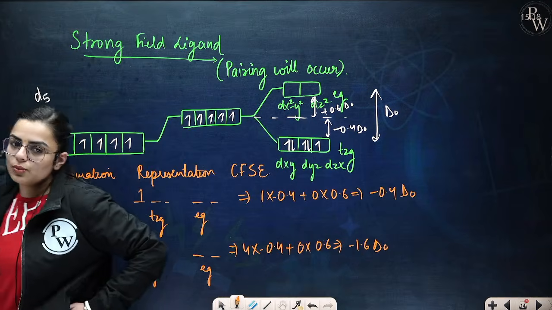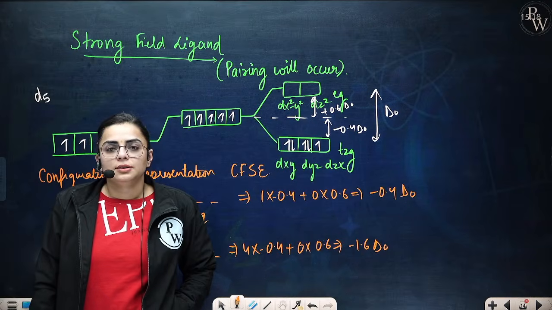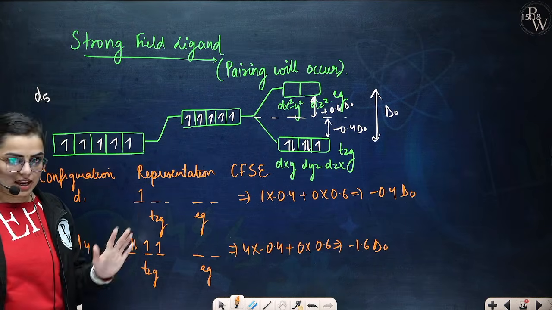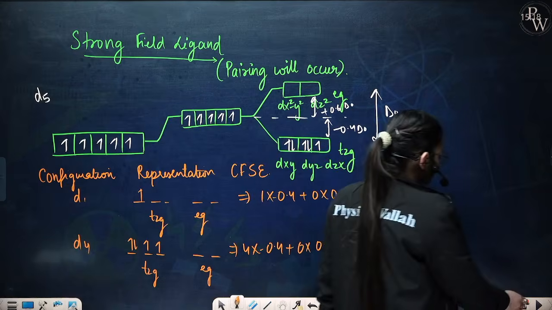Yes, kindly write it down once. Okay, now let us do for D5, D6, D7 and all of them respectively. Let us do for them also.